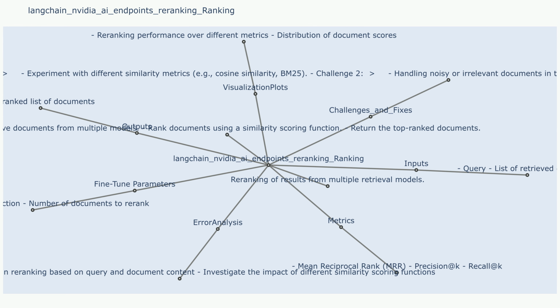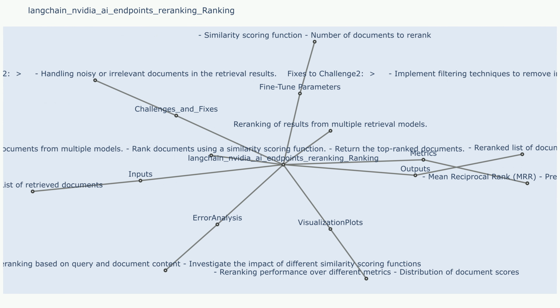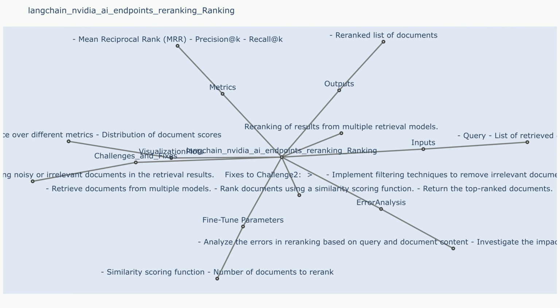Metrics. MRR. Mean reciprocal rank measures the average rank of the most relevant document. Higher MRR indicates better ranking accuracy. NDCG. Normalized discounted cumulative gain considers the relevance and position of documents, giving higher weight to highly relevant documents appearing early in the ranking.